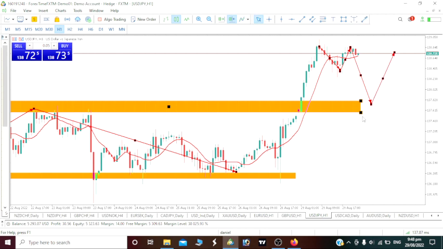So that is basically the analysis for the day. On the 30th of August, we would want to see our price rally down a little bit, then a rally up on our USDJPY.